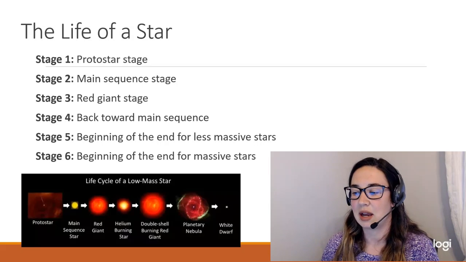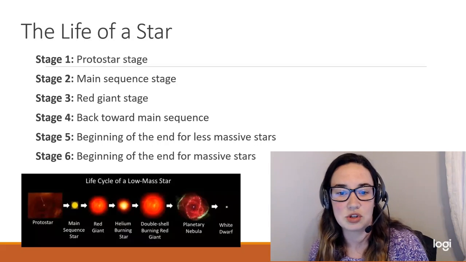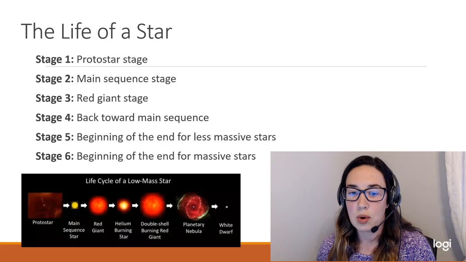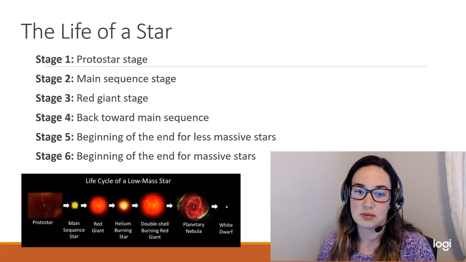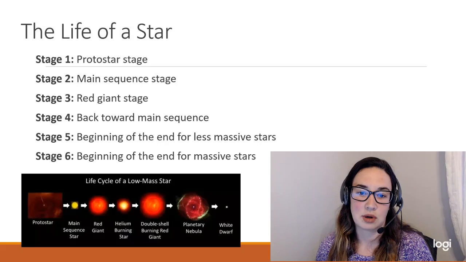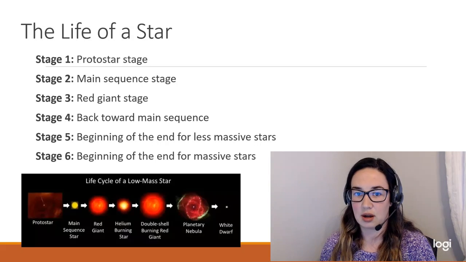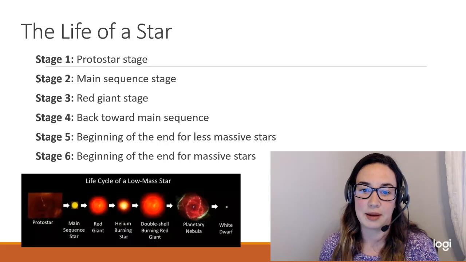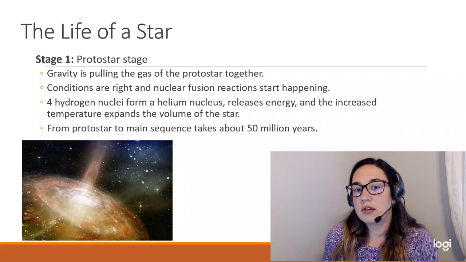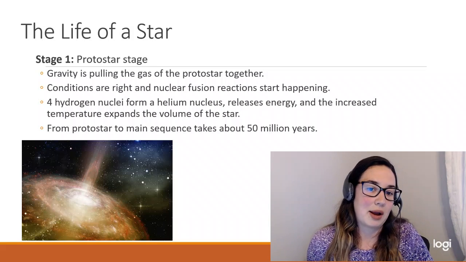You can see I've outlined it here in this image. Basically, this is just the life cycle of a low mass star or a less massive star. You would see this happening in stages 1 through 5, starting with the protostar stage and ending with the very end of our star's lifespan. Okay, so we're going to go through all of the stages and talk about each of them.